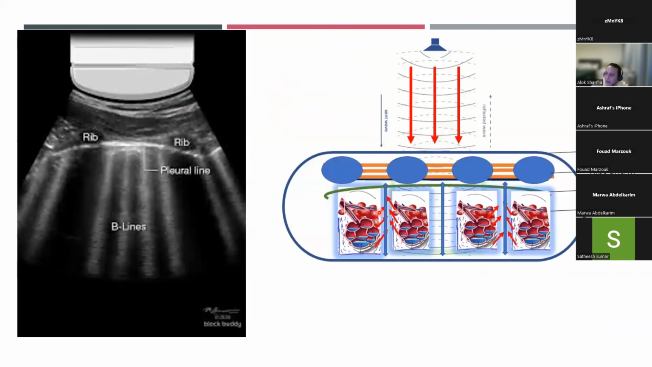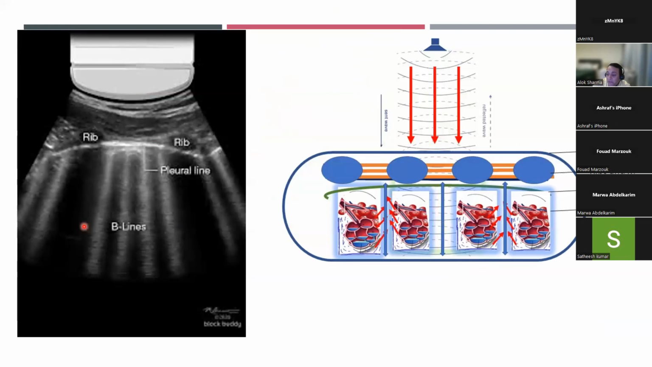So again, these vertical reverberation artifacts, what you must understand is this is not the structure of the lung. This is artifact. But what the B lines basically reflect is interstitial fluid. And you can see them coming all the way down. And we'll talk about what's normal and abnormal in a baby in the next class.